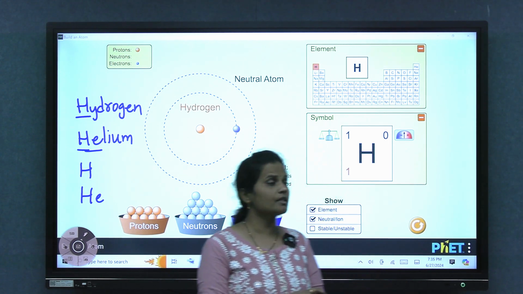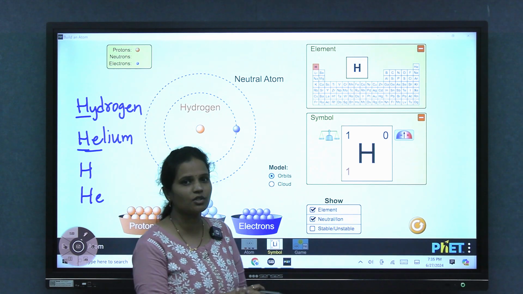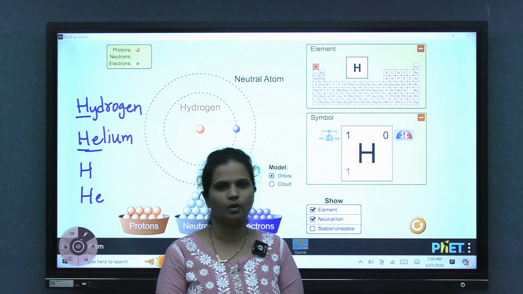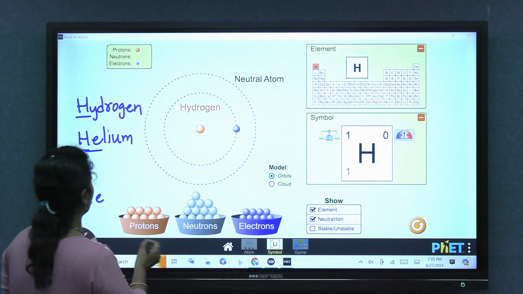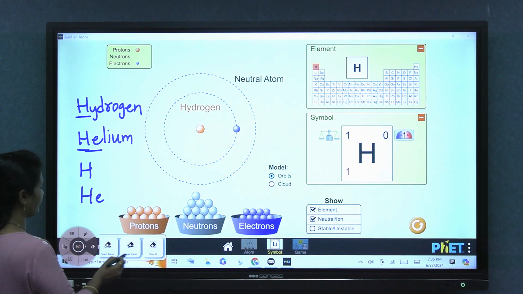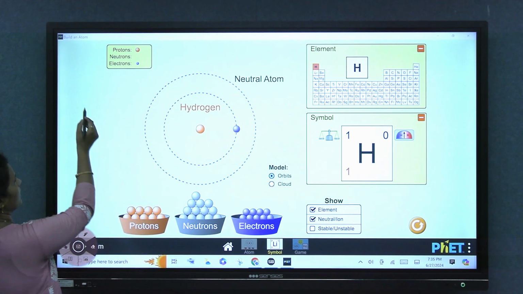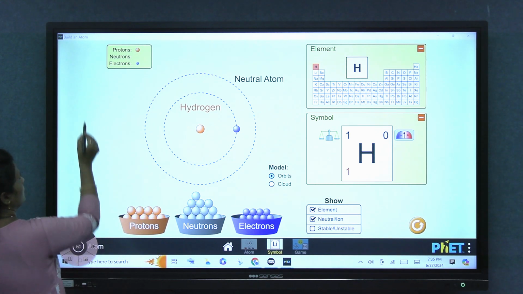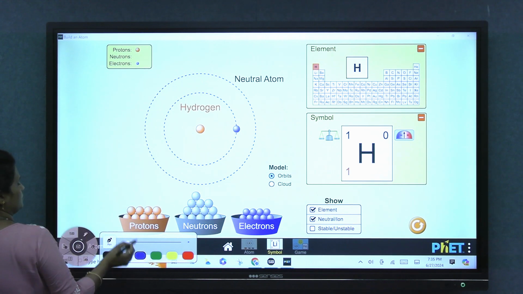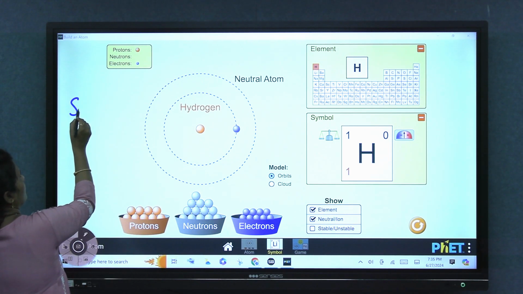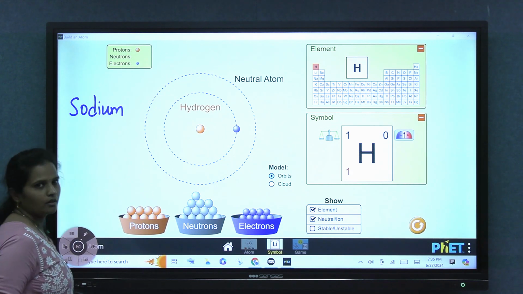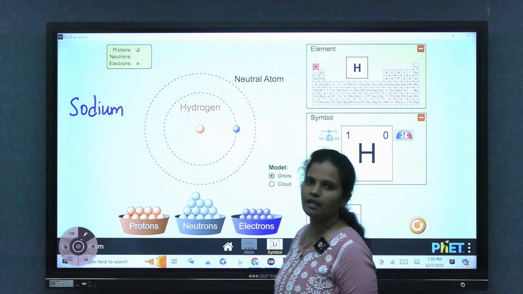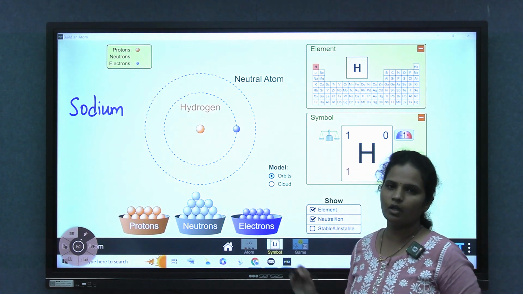For a few of the elements, the symbol is given based on the Latin names. Depending upon the Latin names also, they have given the symbol of the element. Let us take the example of sodium. What is the symbol of sodium?